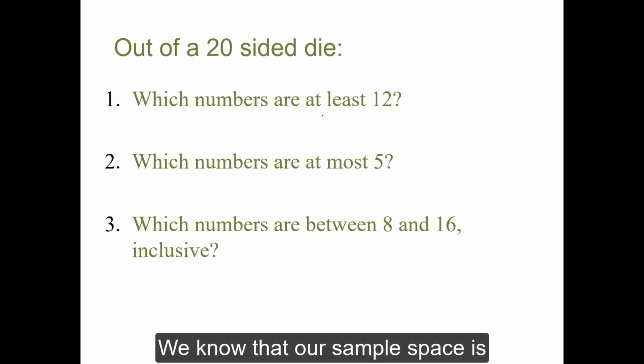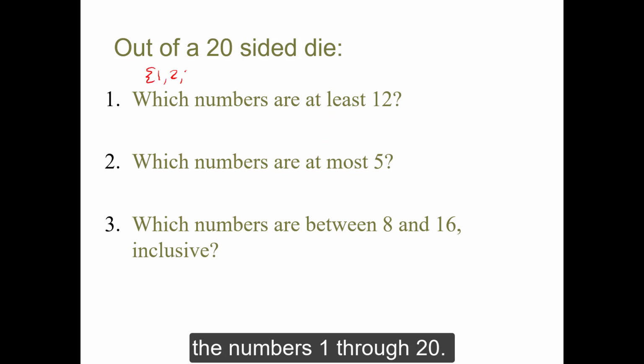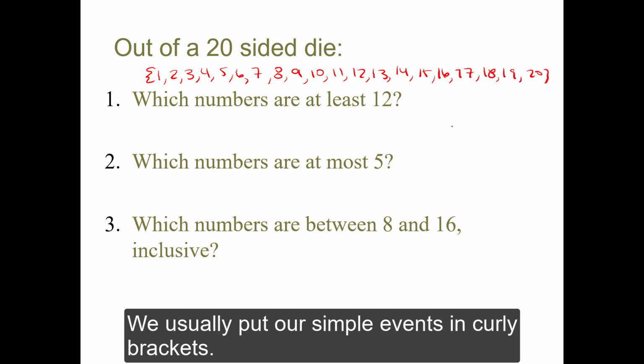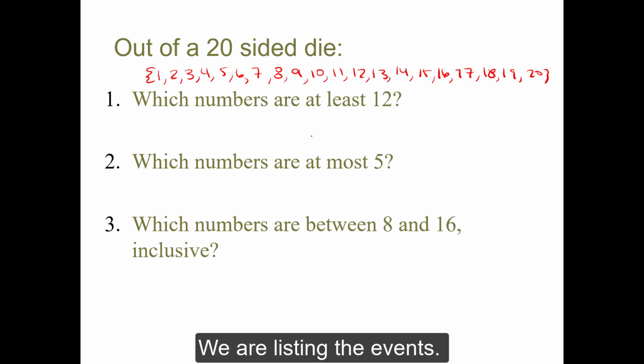So for example, if we're rolling a 20-sided die, we know that our sample space is the numbers 1 through 20. 17, 18, 19, 20. Okay. And we usually put our sets of numbers, our events, in curly brackets. So we're just going to list the events.